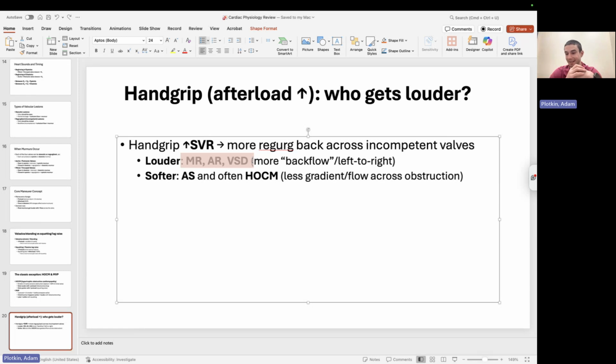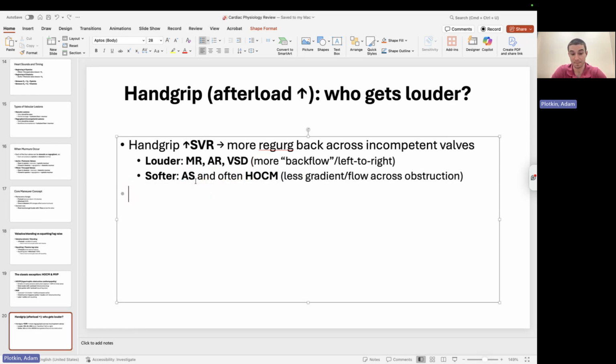And then it's the same idea for a VSD, right? The left ventricle has to generate even more pressure to beat this increased afterload, and so even more blood is going to shunt through the VSD to the right side, right? VSDs are classically a holosystolic murmur heard best at the left lower sternal border. But softer would be things like aortic stenosis and often HOCM, right?